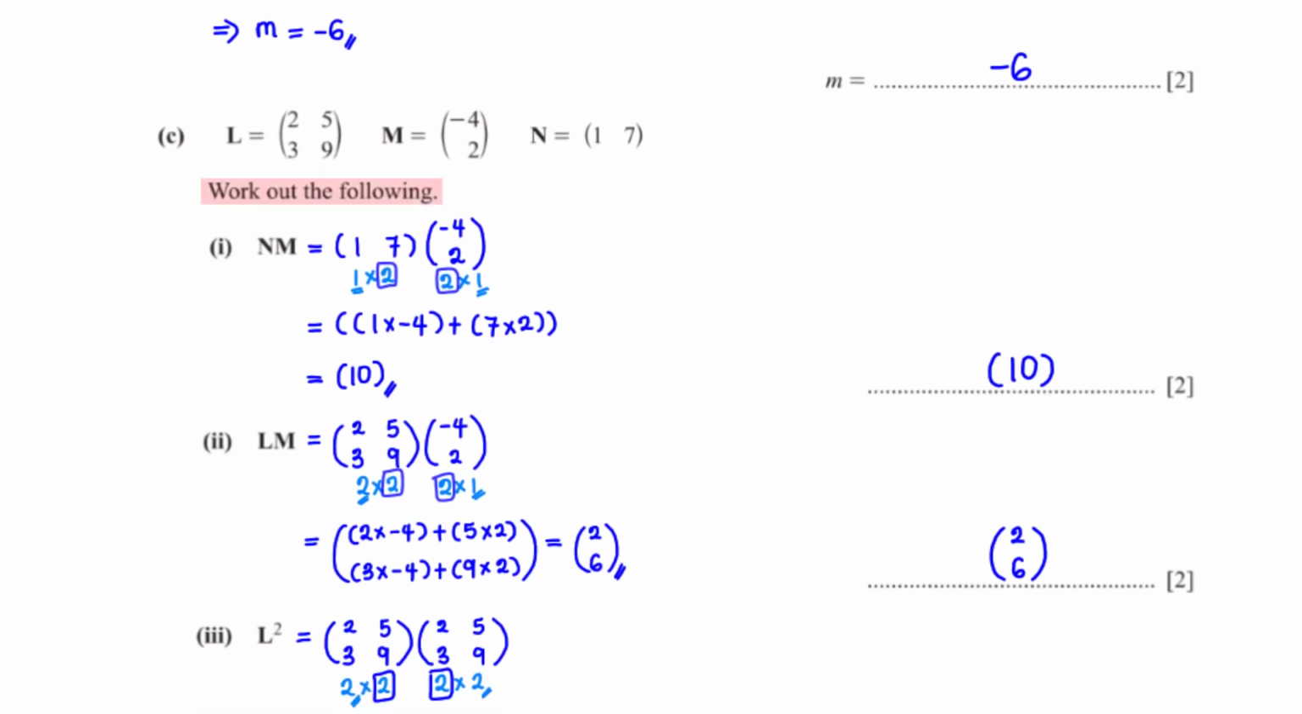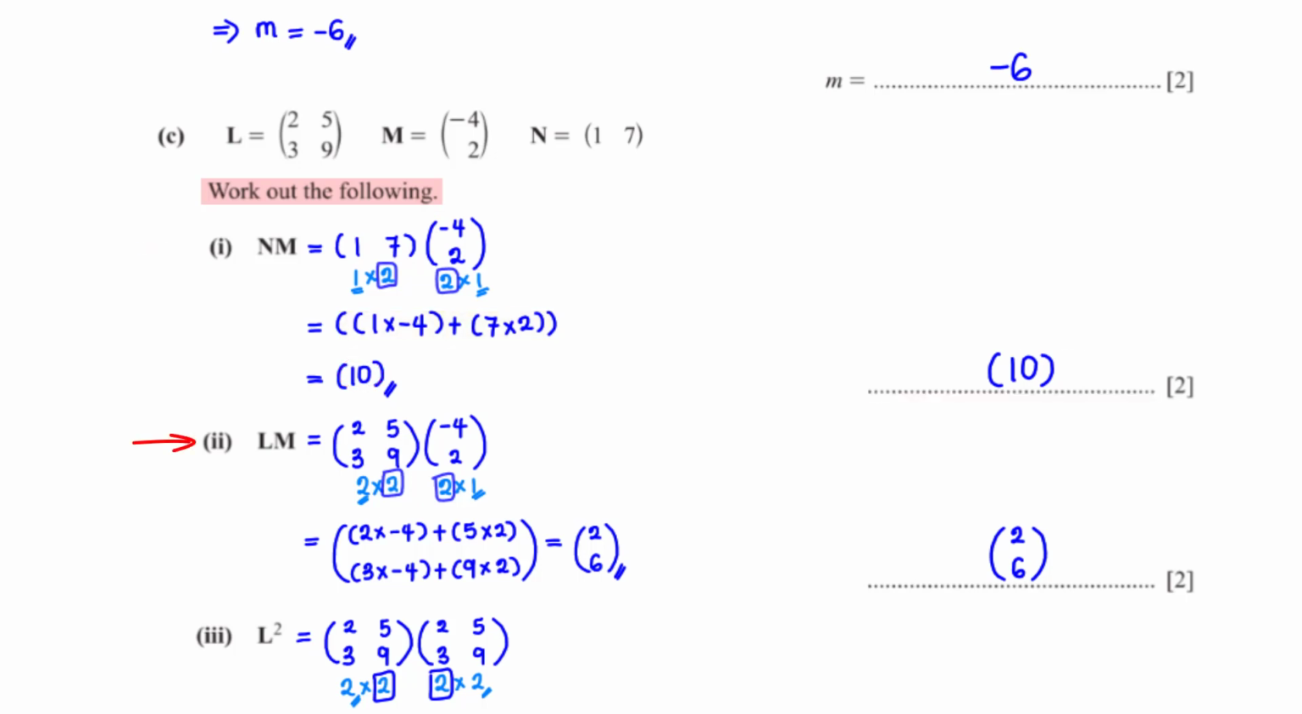Work out the following. N is a 1 by 2 matrix and M is a 2 by 1 matrix. So the resulting matrix would be a 1 by 1 matrix. To get the number in this position, we multiply the elements in row 1 of the first matrix with the elements in column 1 of the second matrix. So 1 times -4 plus 7 times 2 gives us 10.